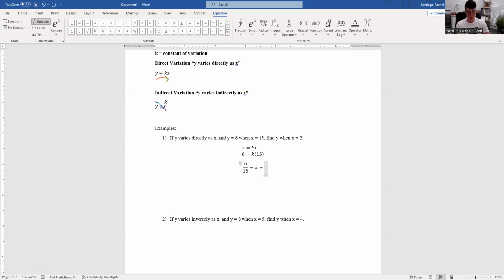Oh, I can type. I swear I can. It's 2/5 because we're dividing by 3. 6 divided by 3 is 2, 15 divided by 3 is 5. So we see that the constant of variation is 2/5.